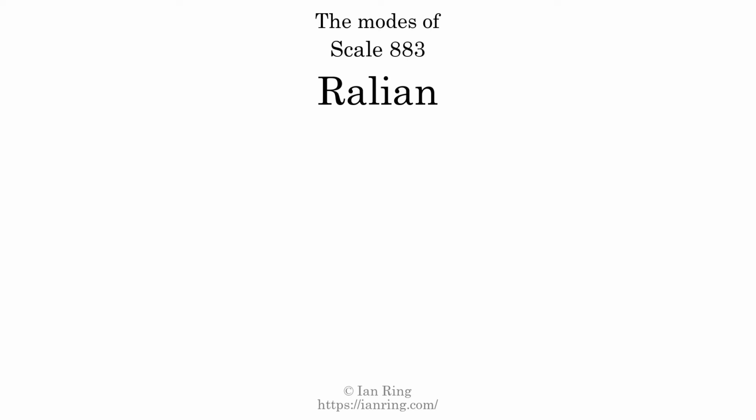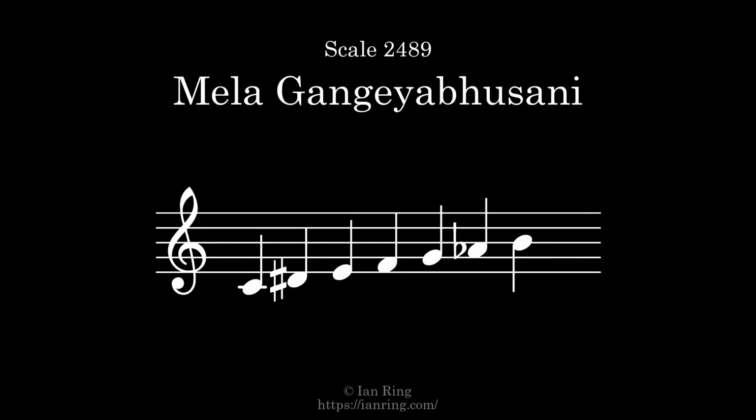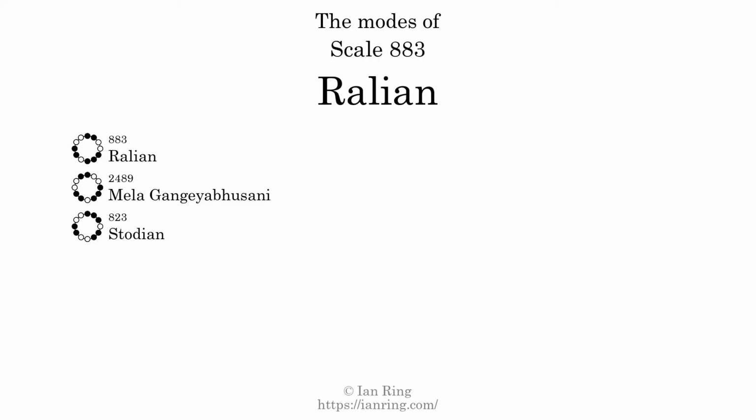This scale has 7 modes. The first mode is itself. The second mode is scale 2489, also known as Mila-Ganji-Abhusani. It sounds like this. The third mode is scale 823, also known as Stodian. It sounds like this.